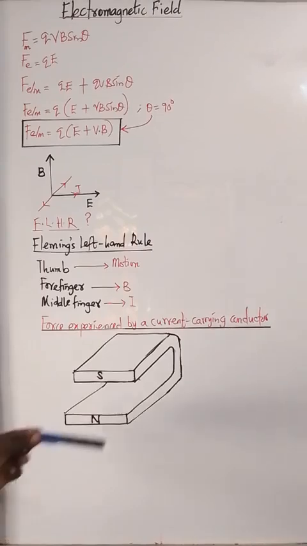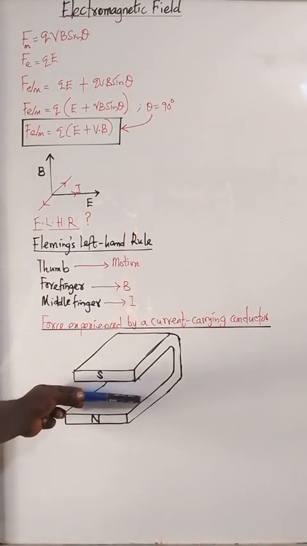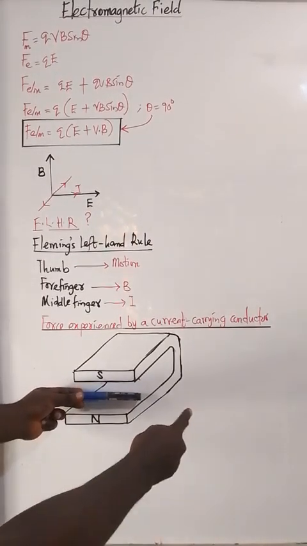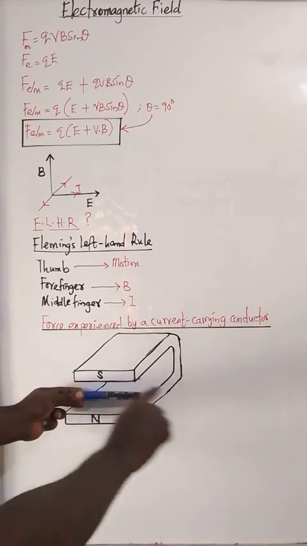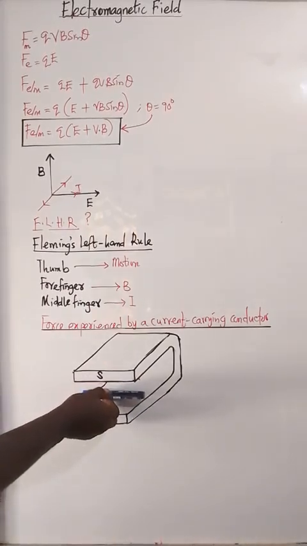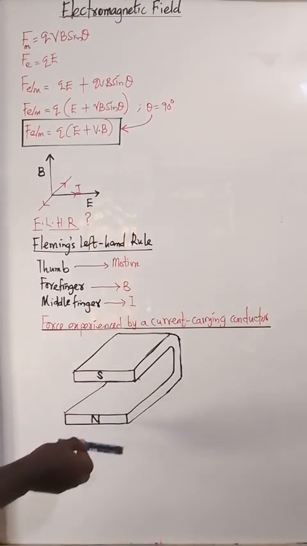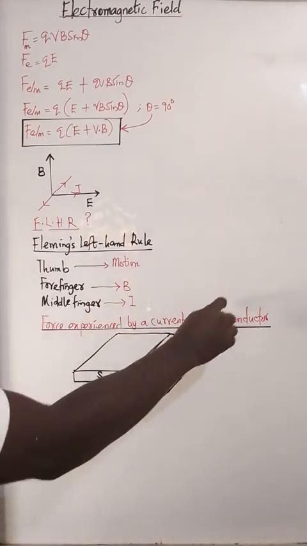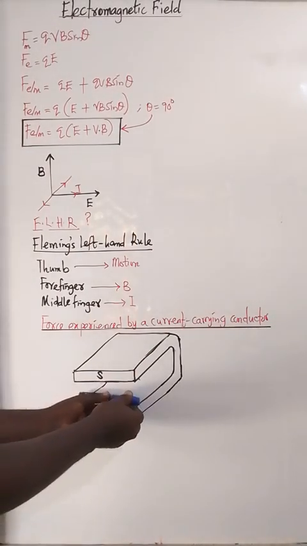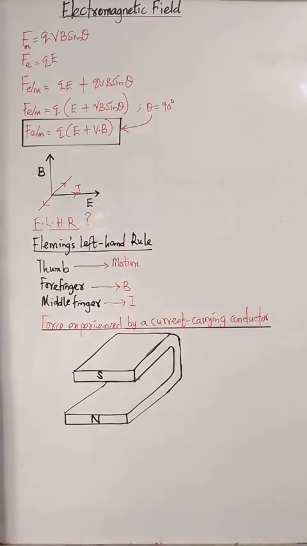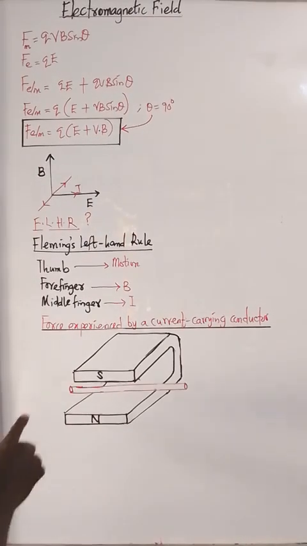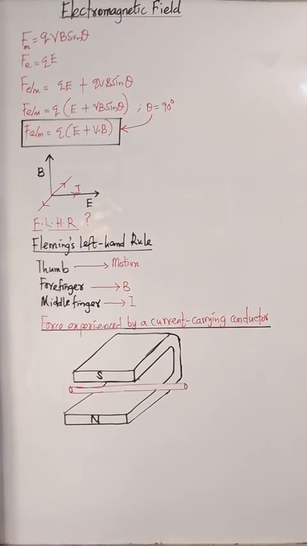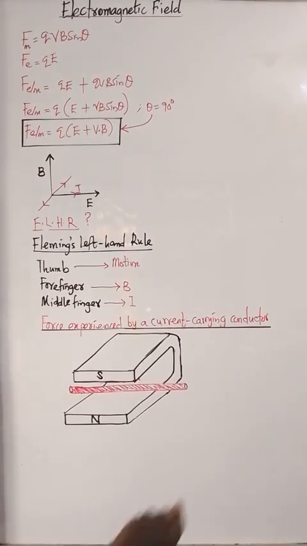Now suppose a conductor is placed inside the space. The current can enter either this way or this way. So when the current enters, it either rolls outside the board, or it rolls inside the board. So let's draw a diagram to represent a conductor. We place a conductor inside the field. Let's suppose the current enters this way in the conductor.